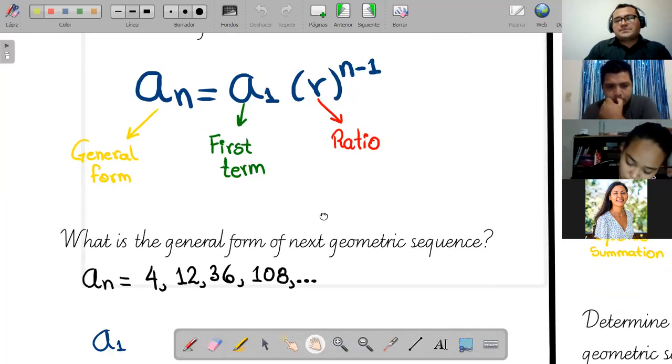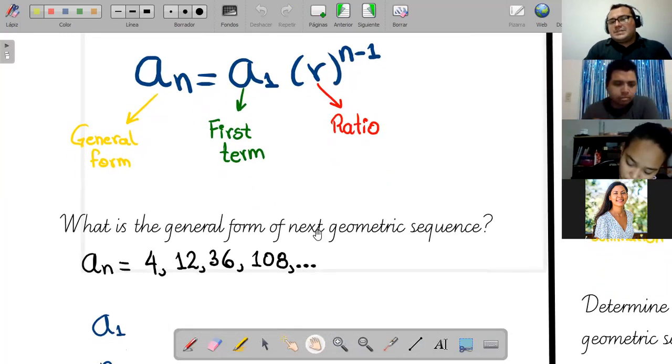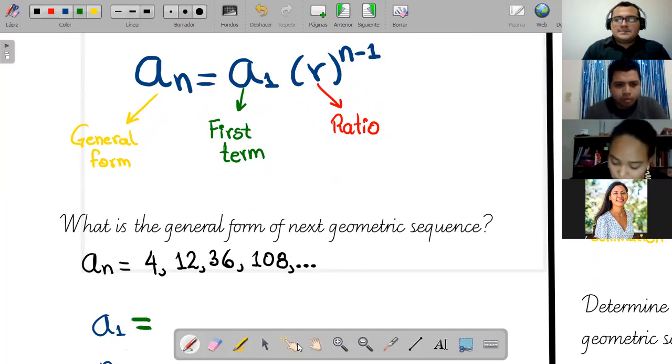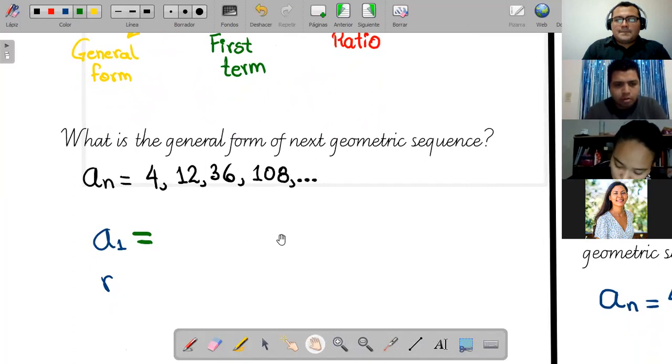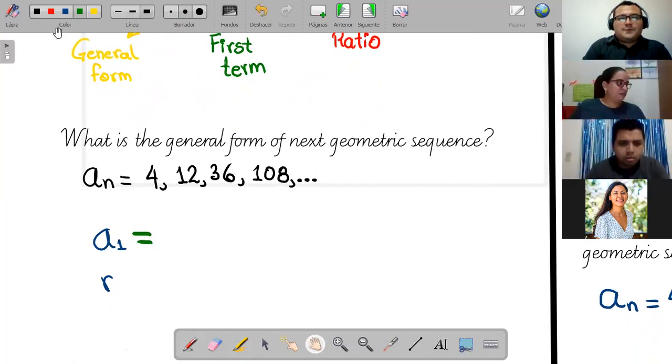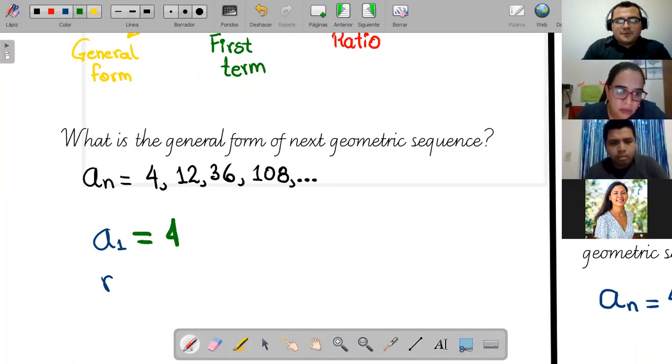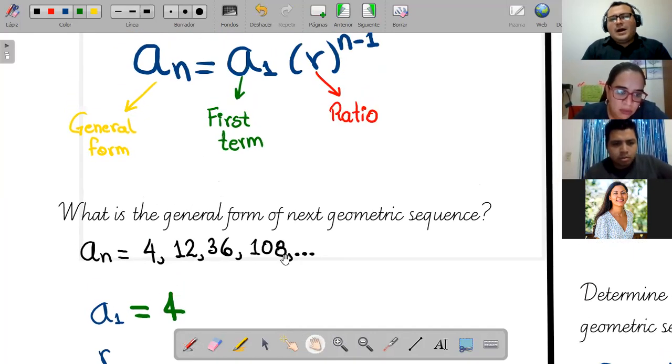So if I ask you for the general form of this geometric sequence, can you tell me what it is? First of all, we want to focus on the first term. Do we know the first term of this sequence? Yes. And it is? 4. It's 4. So we have to focus on that 4. We already have it. Nice. What else do we need?